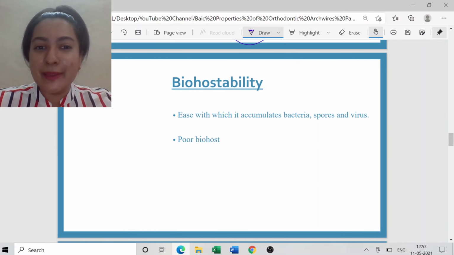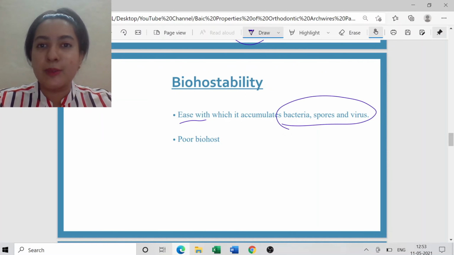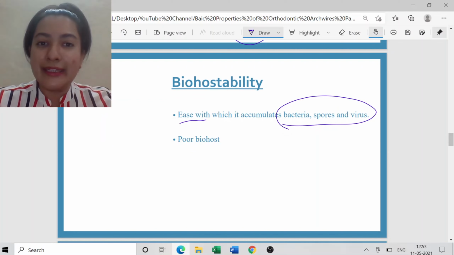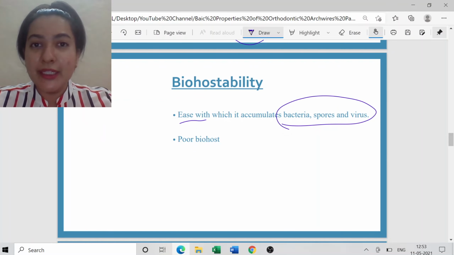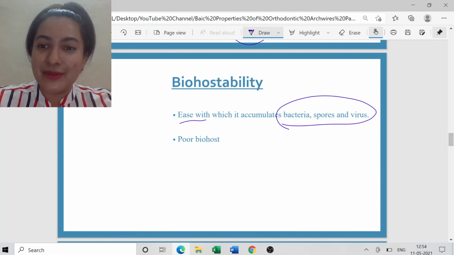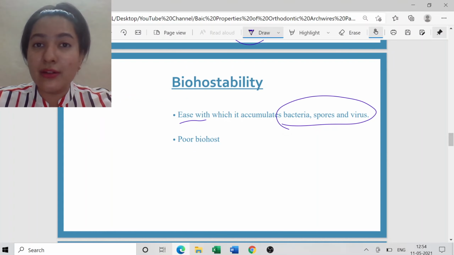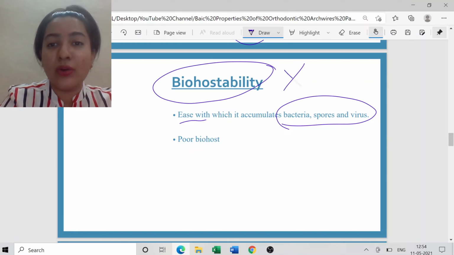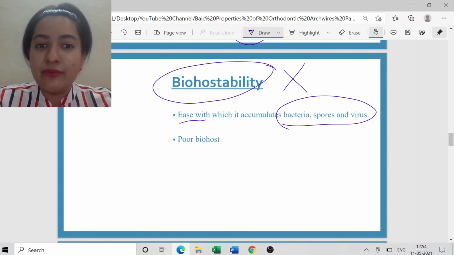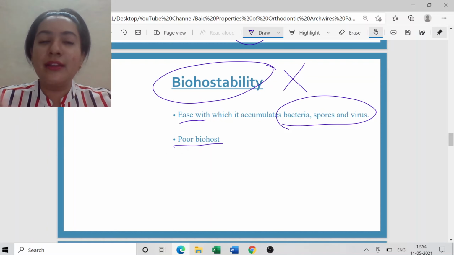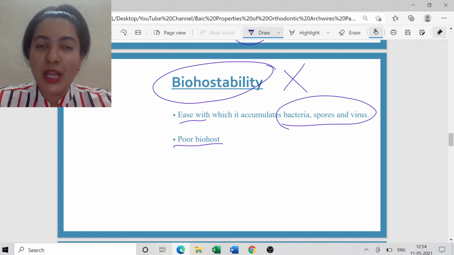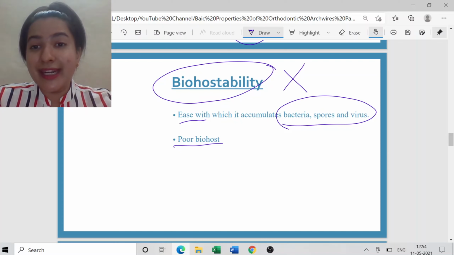What is biohostability? It is the ease with which a material accumulates bacteria, spores, and viruses. Okay, so if a particular material is a good biohost, it will accumulate bacteria, spores, and viruses, which is not good. So this is one property which is not desirable. What we want is that the material we are using should be a poor biohost, so that it cannot accumulate bacteria and viruses. Okay, imagine if we have brackets and wires which are good biohosts, meaning they have a tendency to attract bacteria, spores and viruses.